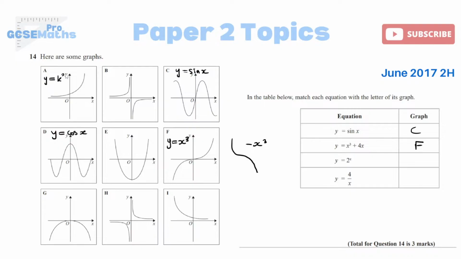Let's put k to the power of x. So k could be any number, obviously. It's this one. This is where k is greater than 1. The one here is the same. It's still an exponential graph, but this is where k is between 0 and 1, so like maybe 0.5 or something. It goes down instead of up.